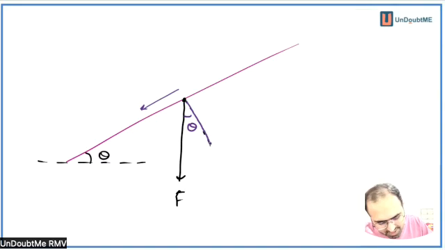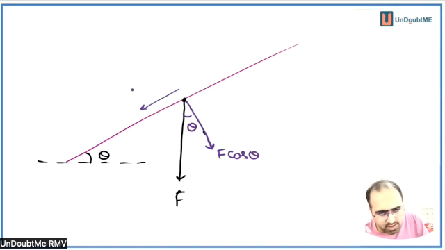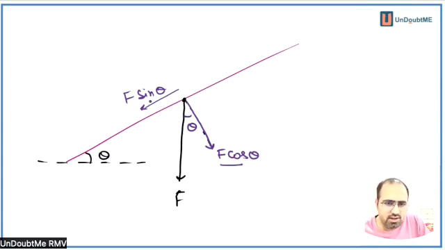The component which is in the direction of the angle will always be cos theta, and the other one will be sin theta. The other one you need not learn separately. Other than the one which is in the direction of the angle, it will be sin theta. So in the direction of angle, it will be cos theta. Opposite to that will be sin theta.